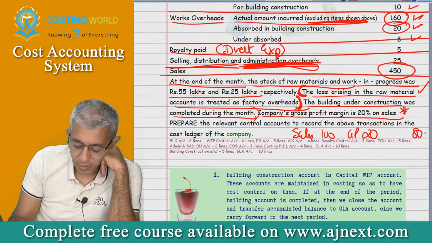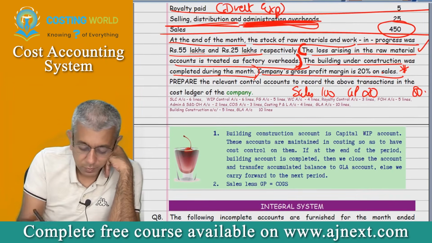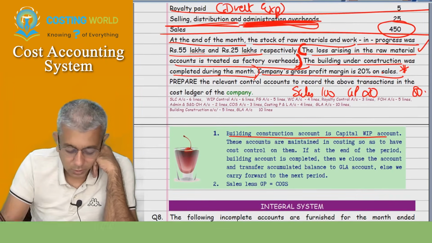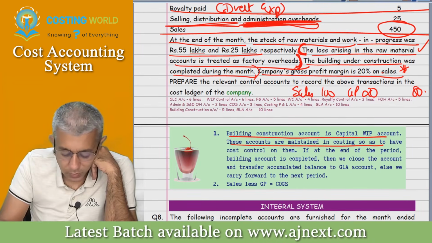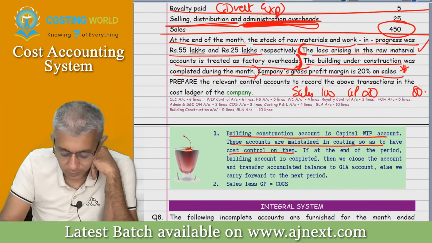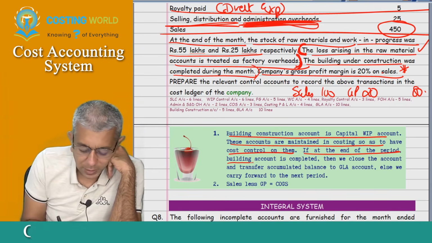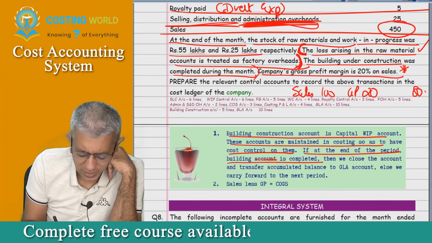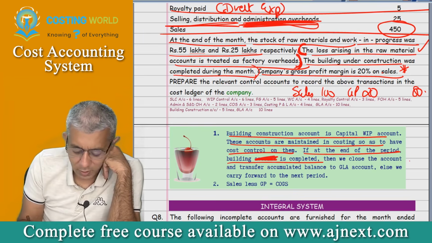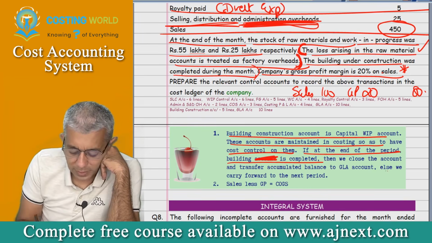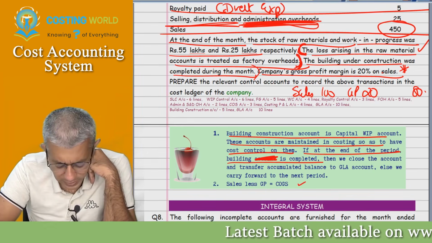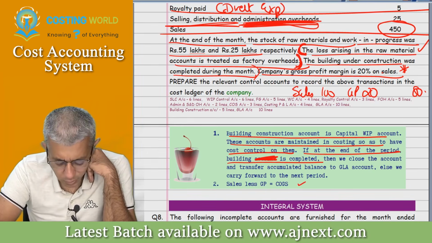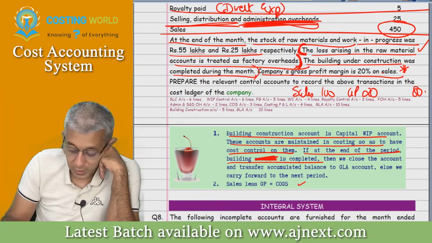Now, what I have written over here, listen. Building construction account is a capital WIP account. These accounts are maintained in costing so as to have cost control on them. If at the end of the period the building is completed, then we close the account and transfer the accumulated balance to GLA. Else we carry forward to the next period. Sales less GP will be equal to COGS. That is whatever I had asked you all also.